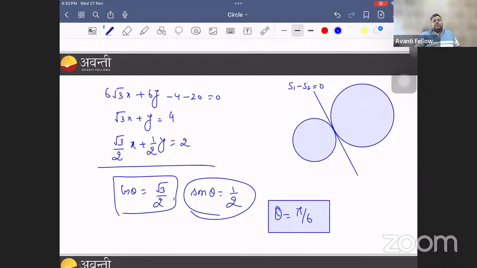So this is how we do these questions. When two circles intersect each other, this S1 minus S2 equals 0 works as their common chord. And when two circles touch each other externally, this S1 minus S2 equals 0 works as their common tangent. Got it?